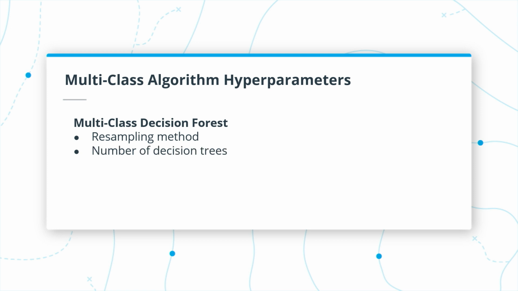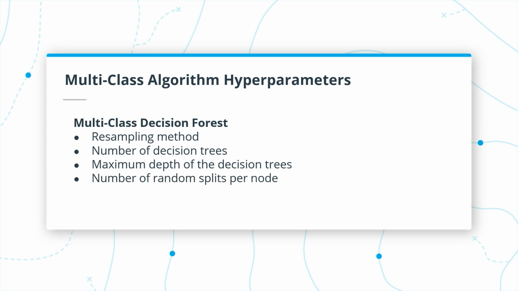The next option is the number of decision trees. This specifies the maximum number of decision trees that can be created in the ensemble. Next is the maximum depth of the decision trees. This is a number to limit the maximum depth of any decision tree.